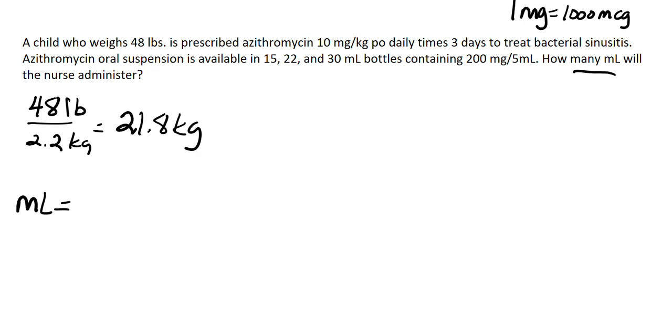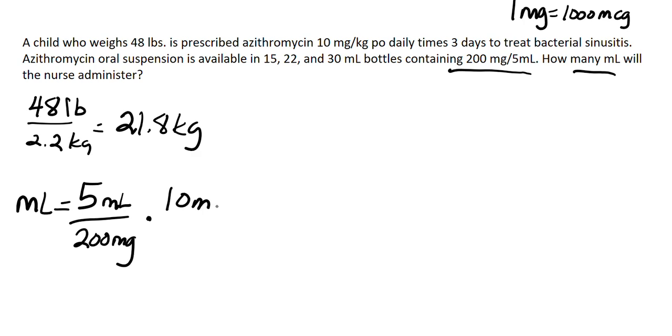Remember, we disregard the size of the bottles, it doesn't matter. We're looking at the concentration. 5 milliliter, 200 milligram. Then we're going to go to our dose: 10 milligram per 1 kilogram. That's where we were there.